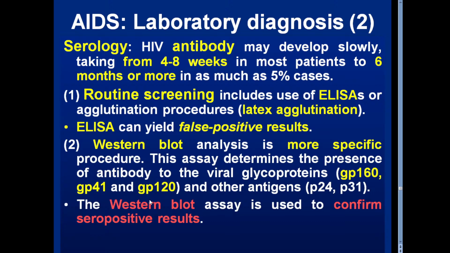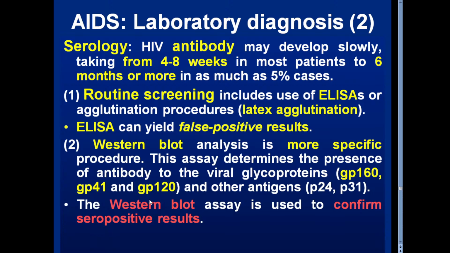Then, if you talk about serological tests, you should know that HIV antibodies may develop slowly, taking from 8 weeks in most patients to 6 months, and more in some cases. That's why we can detect an antibody only after 1 or more months. But for routine health screening, people usually use the ELISA test for detection of antibodies against HIV.